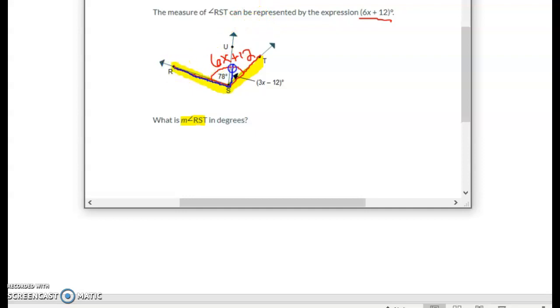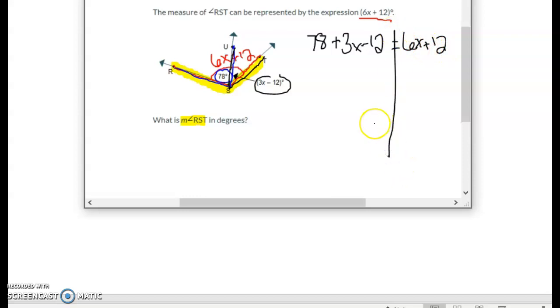We know that this angle, RSU, is 78. And we know that this angle, UST, is 3x minus 12. So we can add those two angles together. We can say 78 plus 3x minus 12 has to equal the total angle. So we took this piece plus this piece has to equal the total, which is 6x plus 12. And then we're going to draw our line down our equal sign, and we are going to solve.